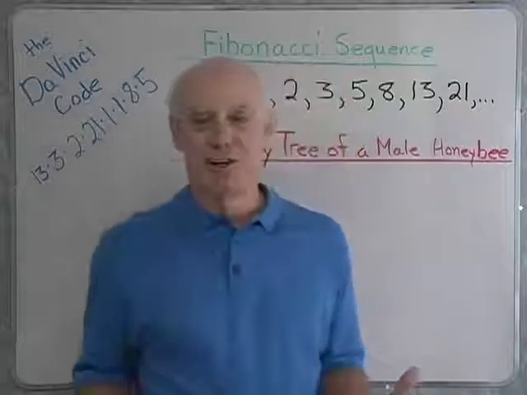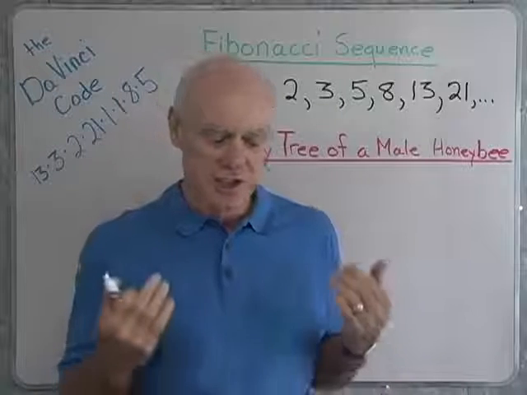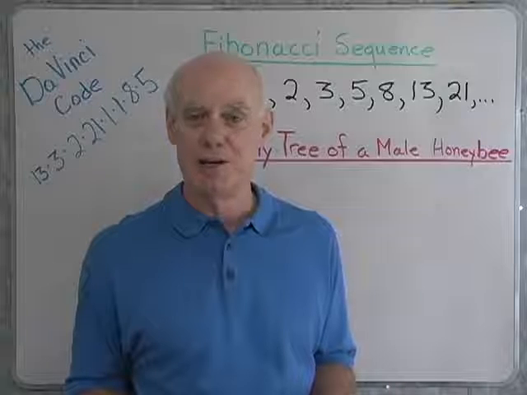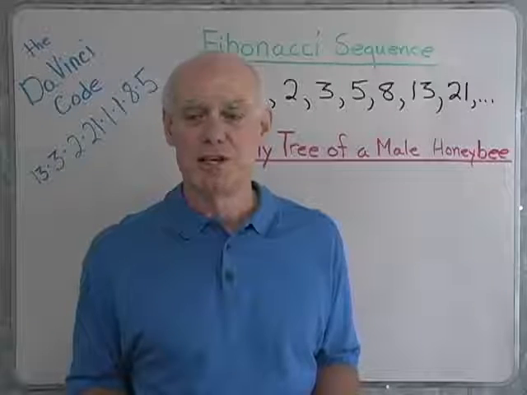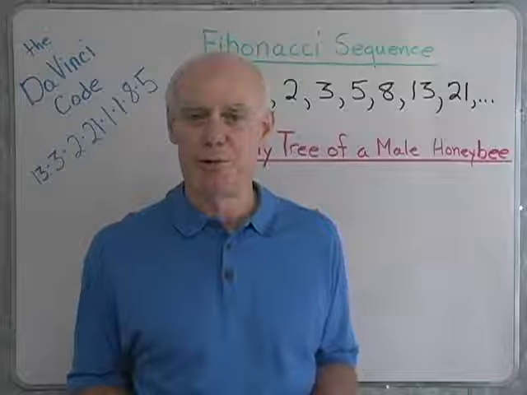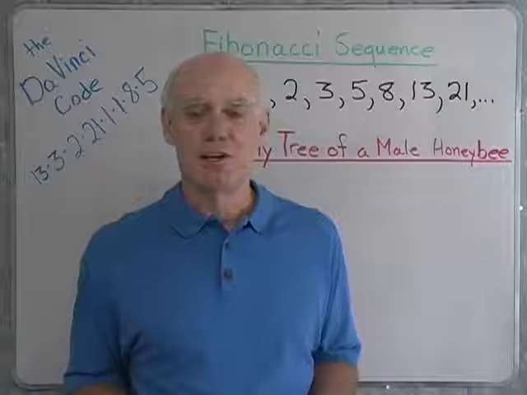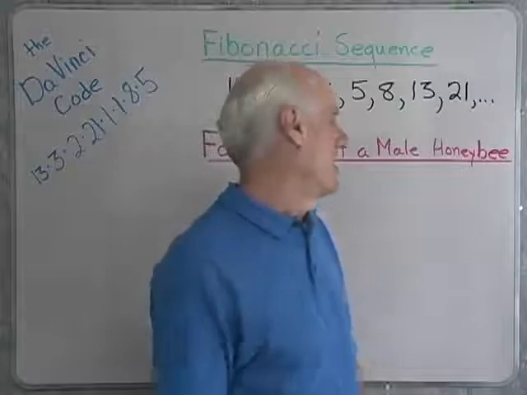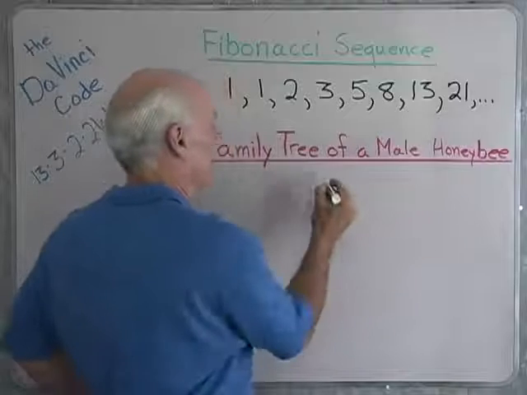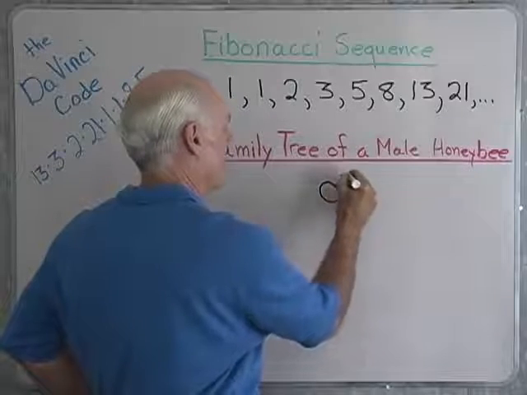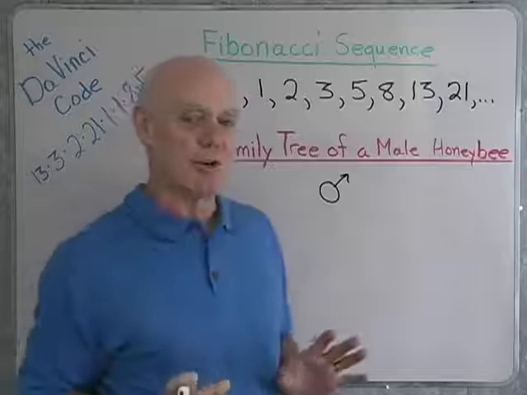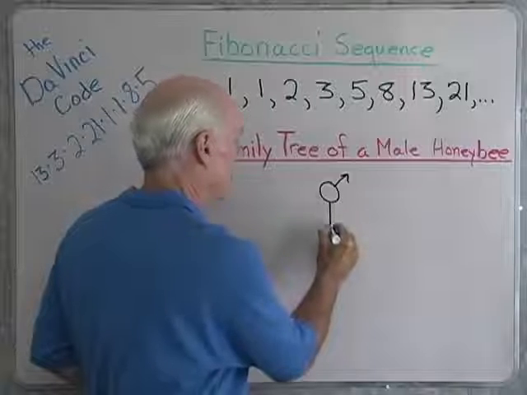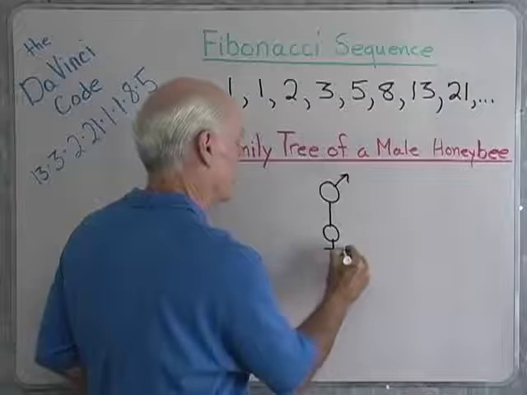One of my favorite applications of the Fibonacci sequence is in counting the number of bees in each generation of the family tree of a male honeybee. Male honeybees are interesting because they come from unfertilized eggs. They have only one parent, their mother. Female honeybees come from fertilized eggs, so they have two parents, a mother and a father, or a male and a female. So if we look at the family tree of a male honeybee, I'll write the male honeybee like this. That male honeybee has only one parent, its mother, because it comes from an unfertilized egg. So that male honeybee has one parent, its mother.